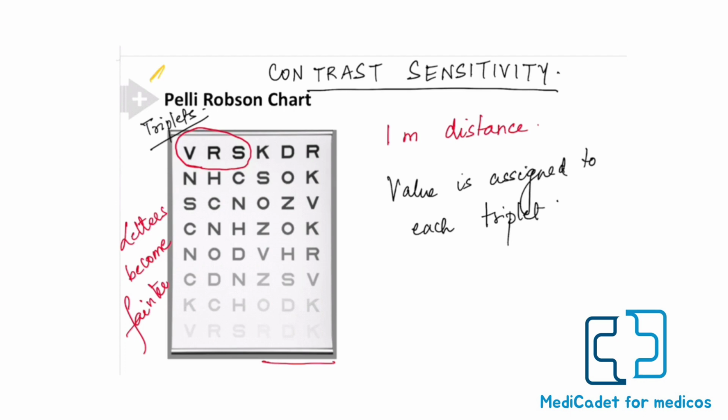Okay, so I'll just repeat this. The contrast sensitivity chart is the Pelli-Robson chart. Standard reading distance is 1 meter. All the letters are of the same size, but the letters become fainter as we move forward. There are triplets of letters and each triplet is assigned a value. The top letters are much sharper, whereas as you move down, the contrast decreases. So only a person with very good contrast sensitivity will be able to read the lower letters.